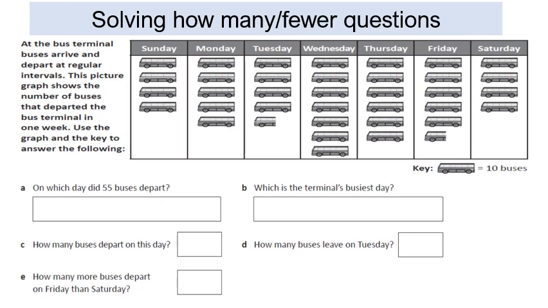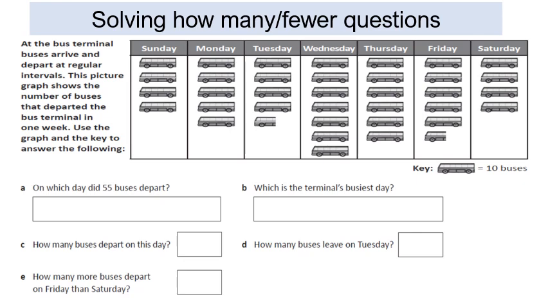On which day did 55 buses depart? So I go to the graph and we know the key on the key one bus image represents 10 buses. So got to remember when we're counting. And we know there's 40 buses departed on Sunday. And then there's one extra, so that's 50 buses on Monday.